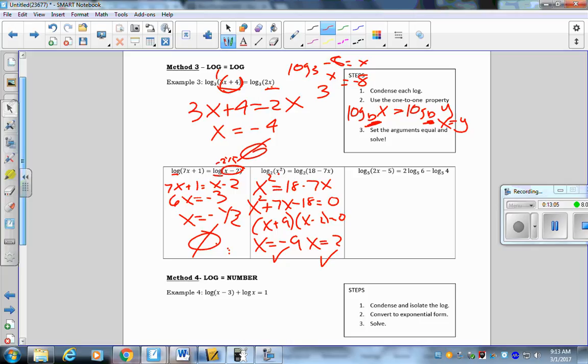When I plugged -9 in this problem, it gave me a positive number, so that was okay. Right, in my third example, first time we're seeing this here, we need to condense. I cannot have more than one log on each side when I go to try to solve it, okay? So what I need to do is condense over here, meaning write it as one log. So take care of your power property first, and then either quotient or product, depending on what it is.